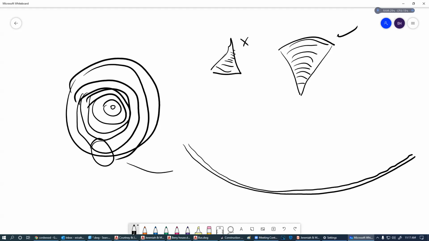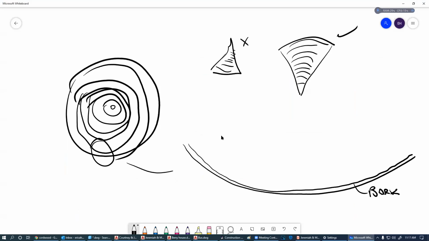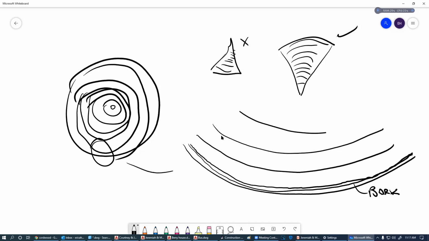And so we've got, this is the bark. And if you'll notice in these pictures over here, there's no bark on there. All the bark has been removed. And that is because of the cambium layer. This cambium layer is a very, very thin layer that goes around here, separating the bark from the inside of the tree. And it is very weak.